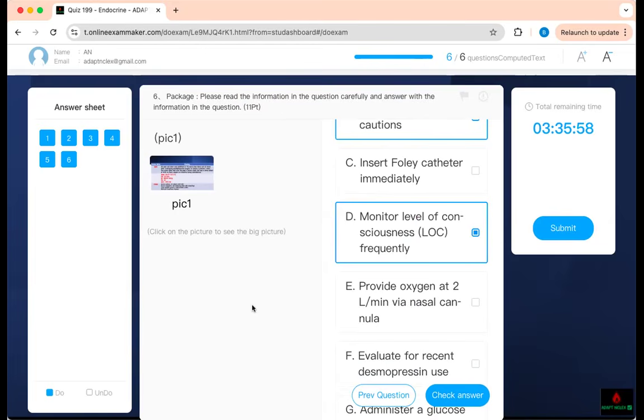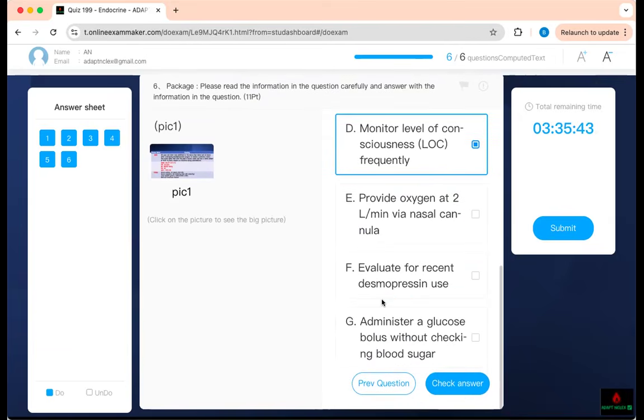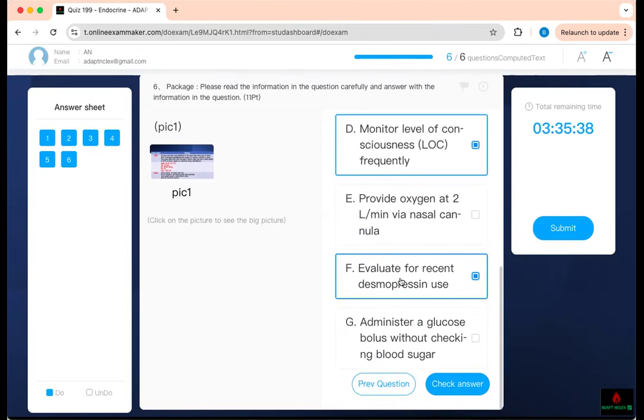No brainer, right? Provide oxygen 2 liters via nasal cannula? I did not tell you the patient is hypoxic. You don't need oxygen all the time, so this is not indicated. Evaluate for recent desmopressin use. Yes, make sure. And then, don't give them glucose without checking their glucose level. You can't bolus them. You've got to check it.